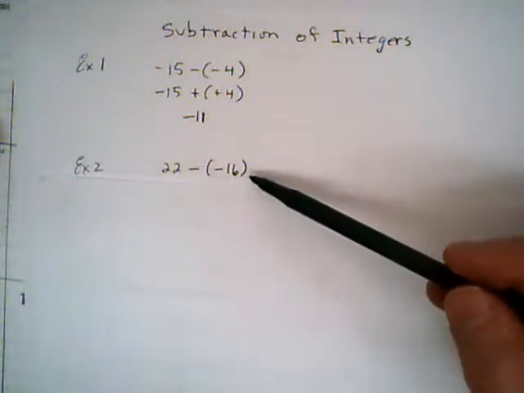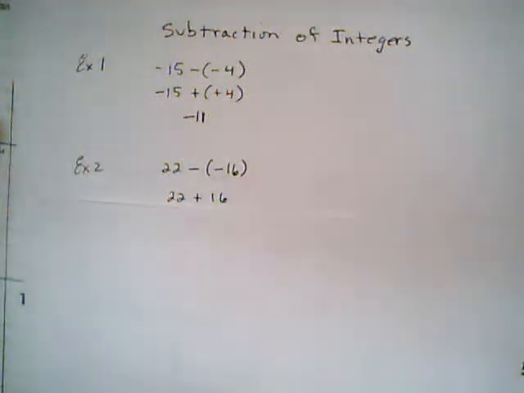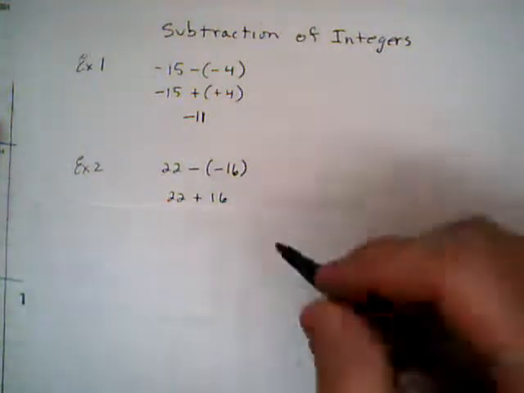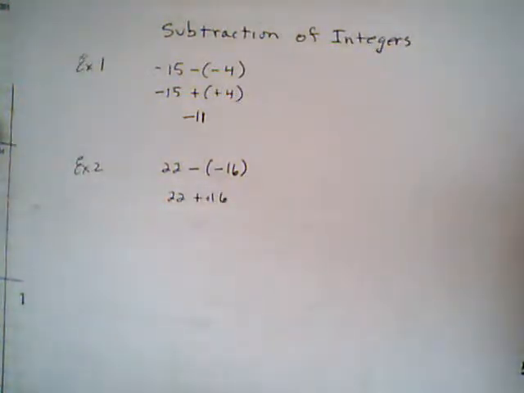22 minus a negative 16. Change the sign and add. Well, notice I wrote that as 22 plus 16, but you could think there's a little plus in there as a sign. However you look at it, it's still just going to be 22 plus 16. So the problem has just turned into a simple addition problem with positive numbers. And our answer is 38.